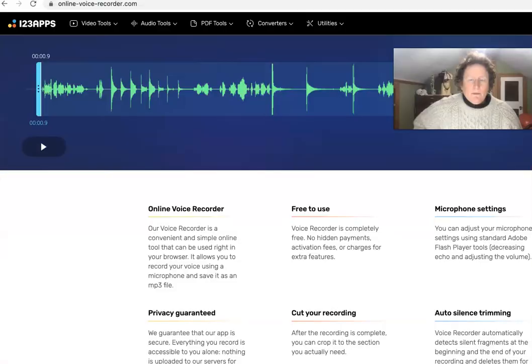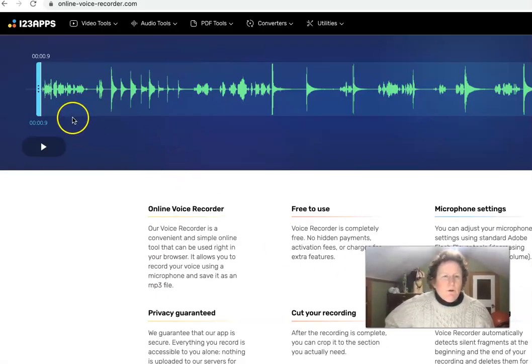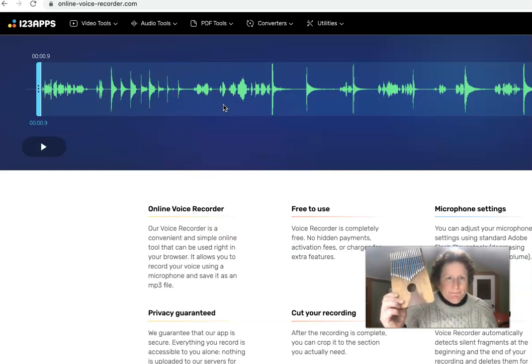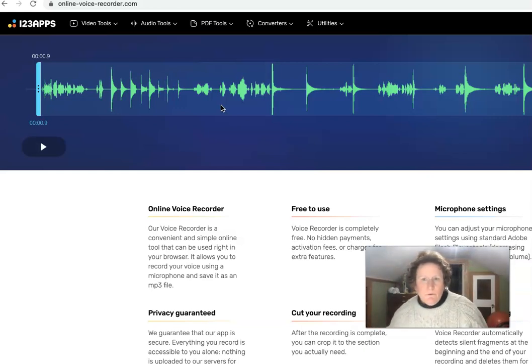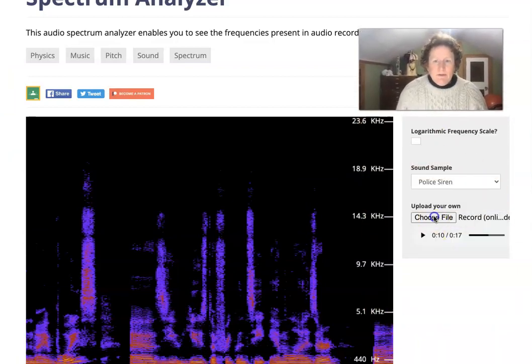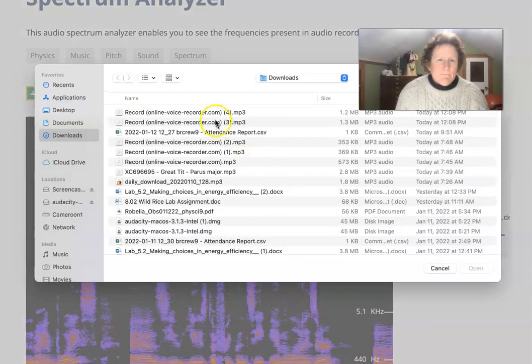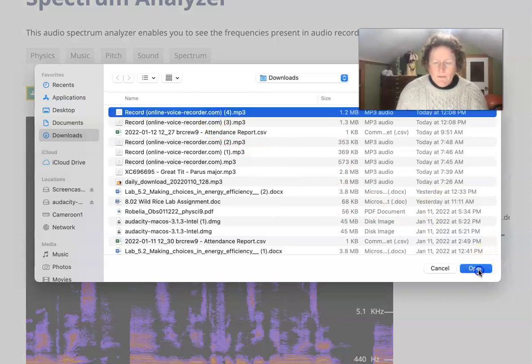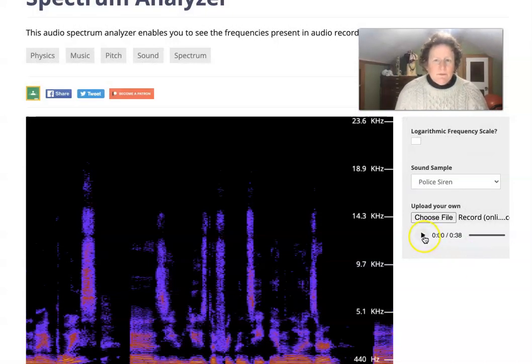And I'll put up a recording and we'll look at this in just a second. So I made a recording of the thumb piano on onlinevoicerecorder.com. You can just Google record my voice and it's pretty simple to use. So I made that a file and now we'll upload that file into our spectrum analyzer. And we'll see what it looks like.